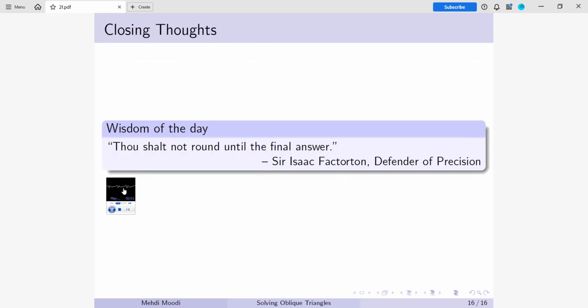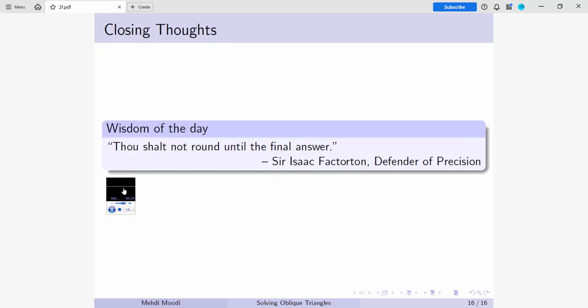It is said that while solving a triangle during his apprentice days, young Isaac Factorton made a critical mistake. He rounded too early and ended up with an angle sum of 179.8 degrees. From that moment on, he swore a sacred oath. Never again would he round in the middle of a solution. Instead, he stored intermediate results in his mystical Sharp EL 531 calculator and only rounded when the final answer was at hand. Let his wisdom guide you.